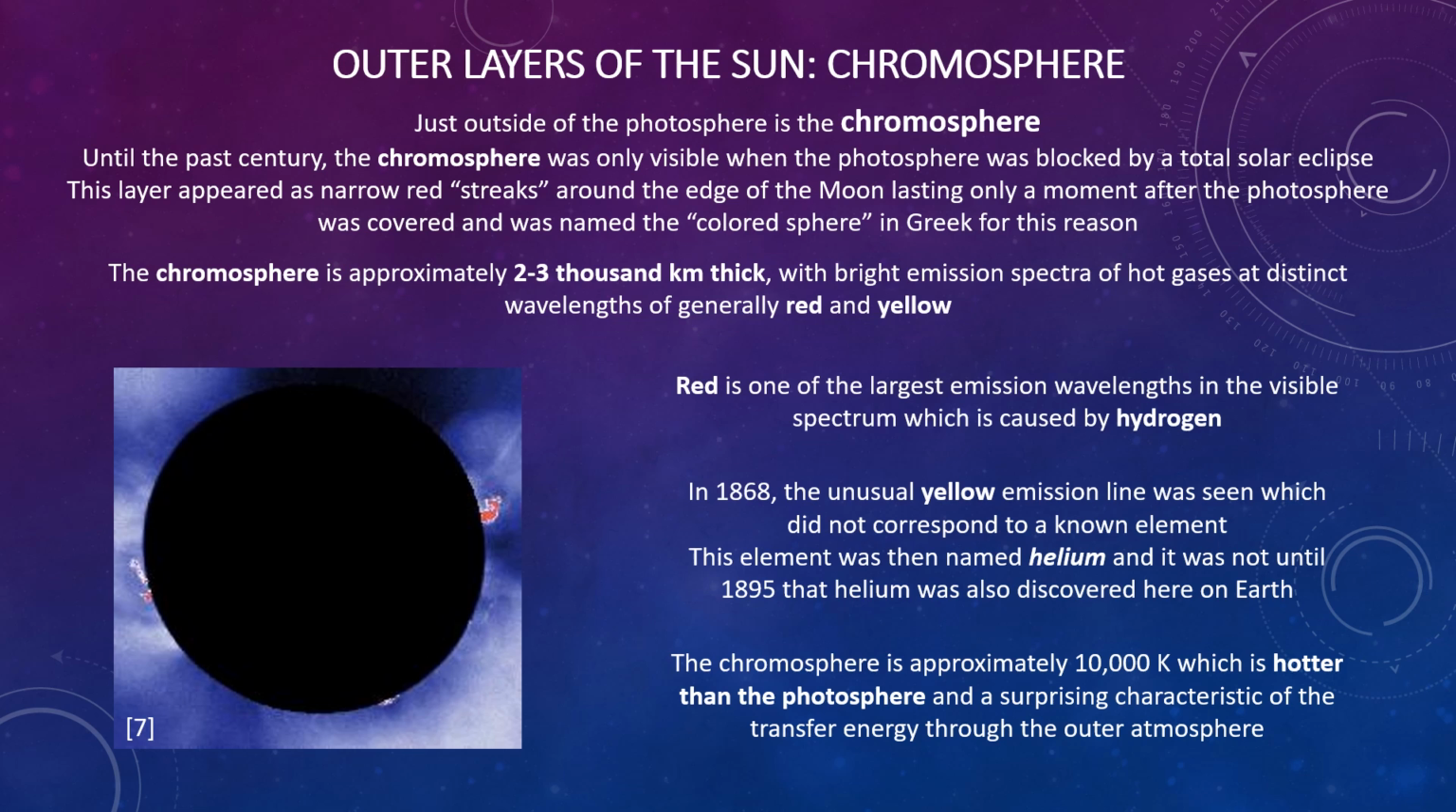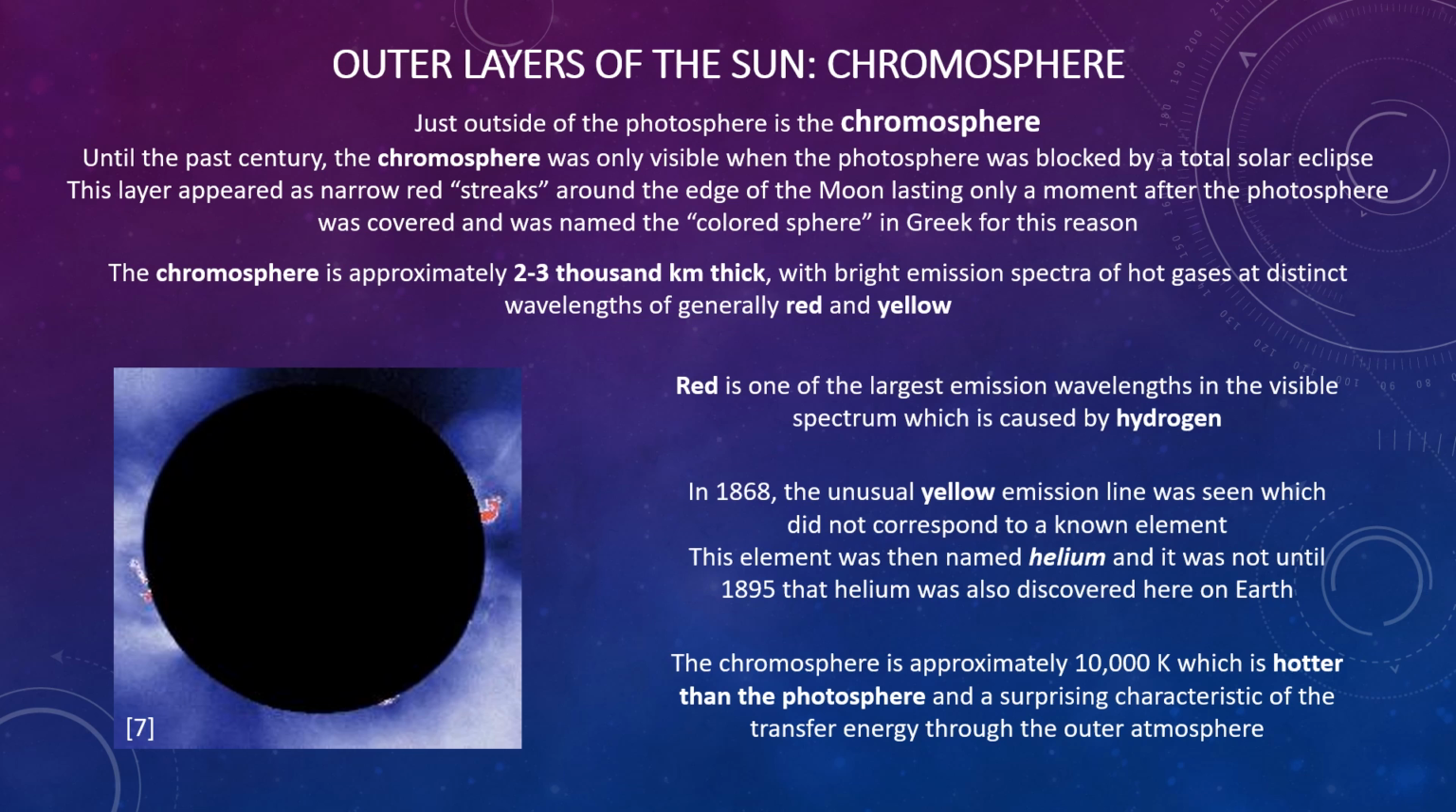The chromosphere is approximately 2 to 3,000 kilometers thick, with bright emission spectra of hot gases that are generally red and yellow in wavelength. Red is one of the largest emission wavelengths in the visible spectrum, which is caused by hydrogen. In 1868, the unusual yellow emission line was seen, which didn't correspond to a known element at the time, and that element was then named helium, and it wasn't until 1895 that helium was discovered here on Earth. Helium is based on the Greek word helios, because it was discovered in the sun first.